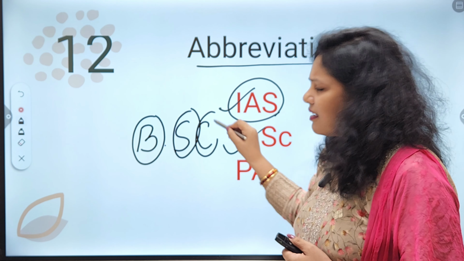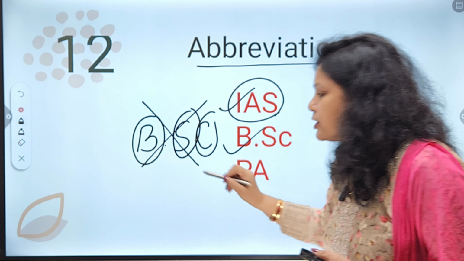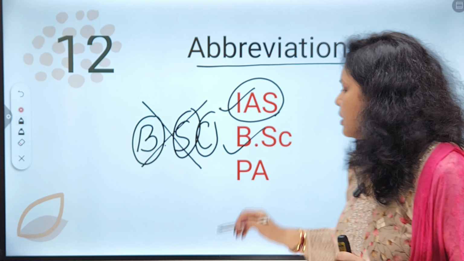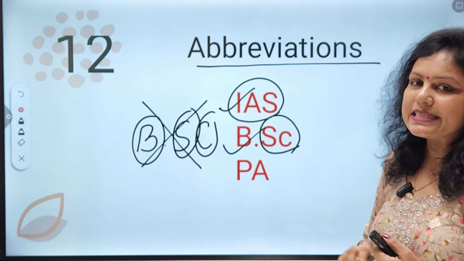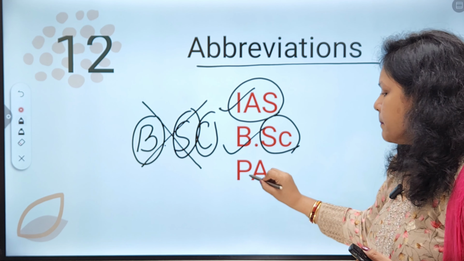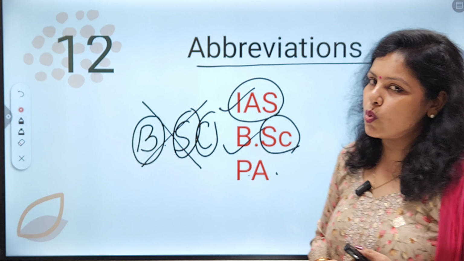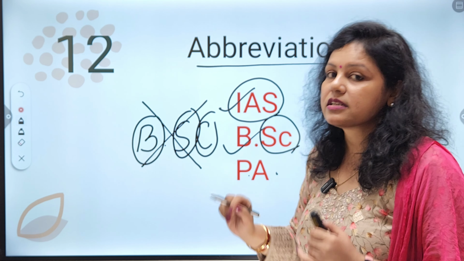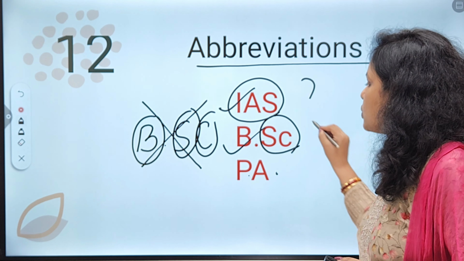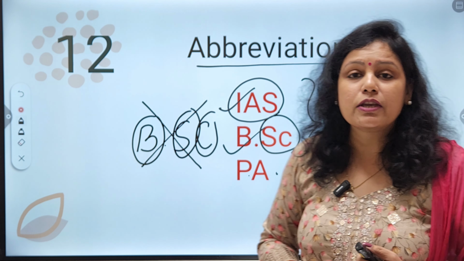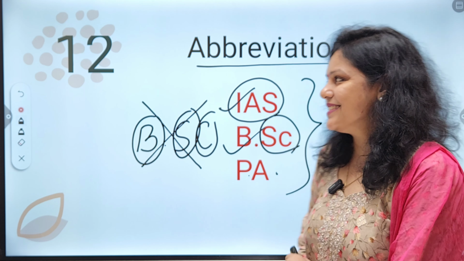Then what about C? This is a wrong way to write it. C is never capital, because Sc denotes Science, Bachelor of Science. PA, Personal Assistant. So whenever you are talking about abbreviations, we also make use of capital letters.